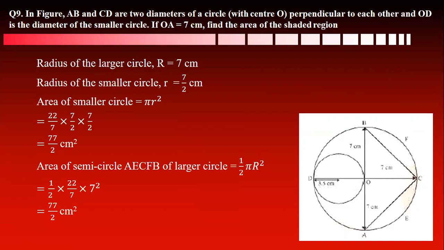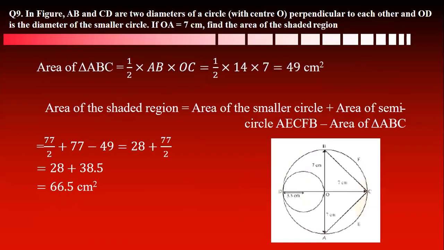Now area of the semicircle is half pi r square, R capital because it's a bigger circle. So the radius is 7. When we substitute, we get 77 centimeter square. Area of triangle ABC is half base into height, which is AB into OC. So half 14 into 7, you will get 49 centimeter square. Now area of the shaded region is area of the smaller circle plus area of the semicircle AECFB minus area of triangle ABC. When we substitute, we get the answer as 66.5 centimeter square. So this is the area of the shaded region.